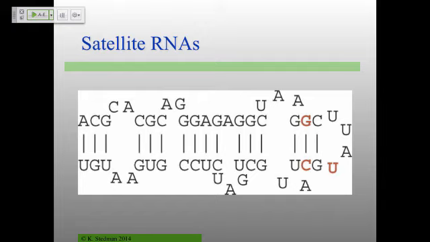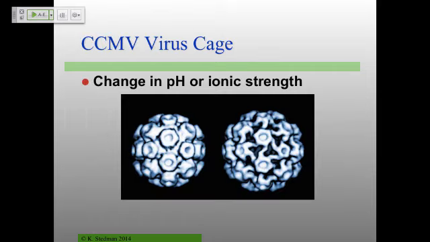Then I want to talk about some structural work. Again, I mentioned this right at the beginning. CCMV is cowpea chlorotic mosaic virus, probably best known because of its structure. And basically, you've probably seen this picture in the corner of all my slides in the beginning.